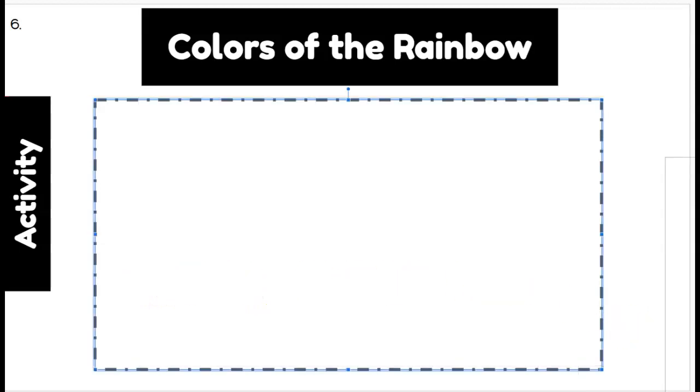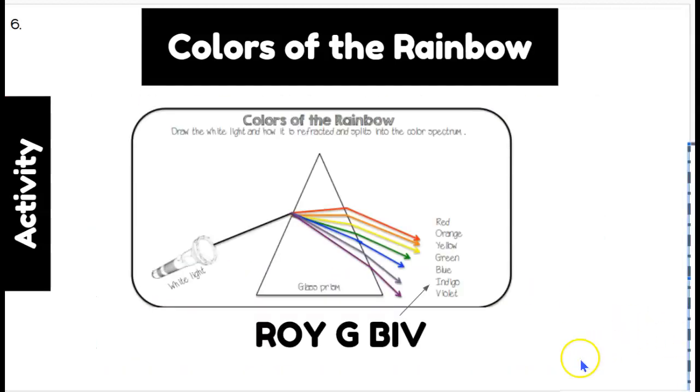Colors of the rainbow. Let's see how many of you got the Roy G. Biv. So if white light travels through a glass prism, it gives off the colors of the rainbow. In order to remember the colors of the rainbow in the correct order, there is a saying called Roy G. Biv: red, orange, yellow, green, blue, indigo, and violet. This is the beginning letter of each of the colors in the exact order.